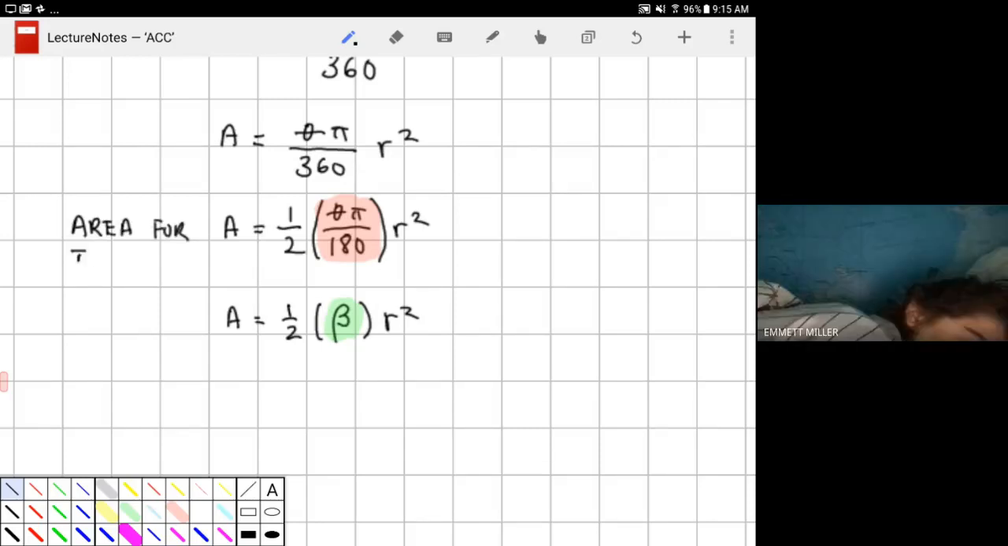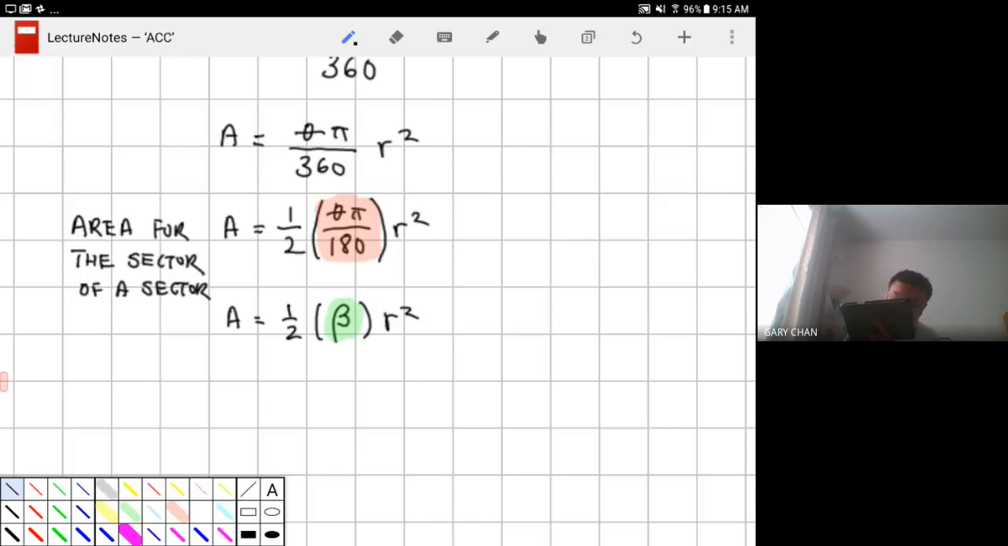For the sector, it's the same thing. If the measurement they give us has theta or is a degree measure, then we use the first one. And if it's a radian measure, as beta, we use the second one. That's right. Okay, and I'm going to make a drawing here.